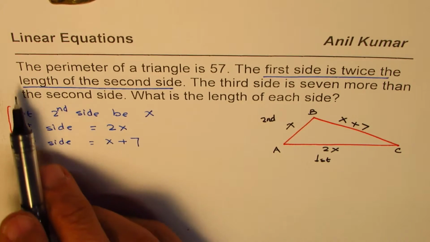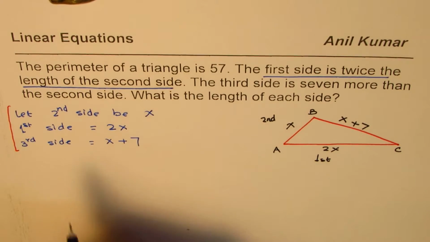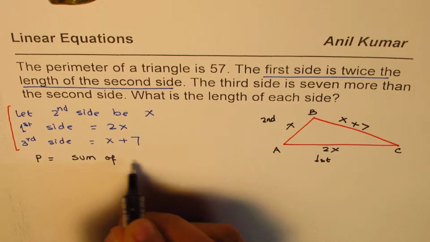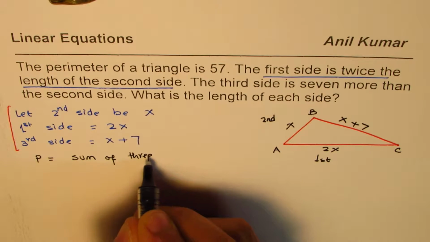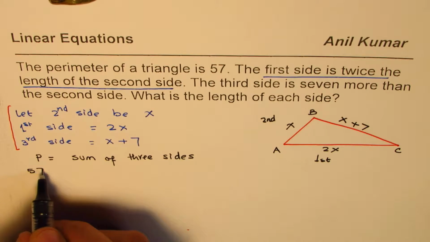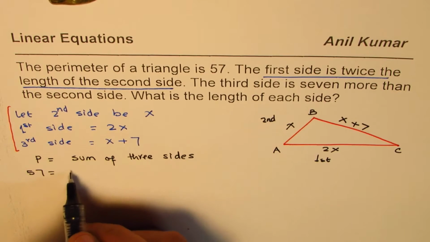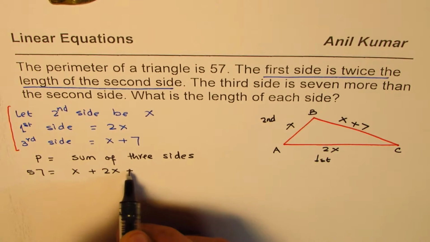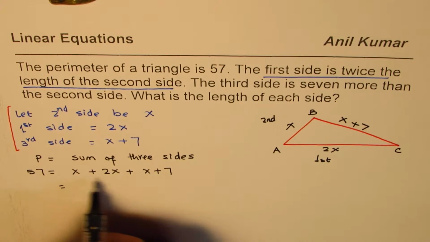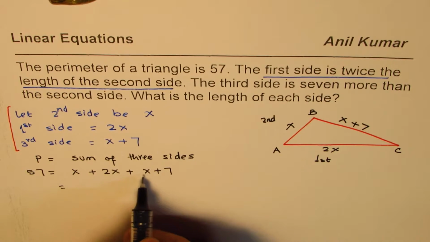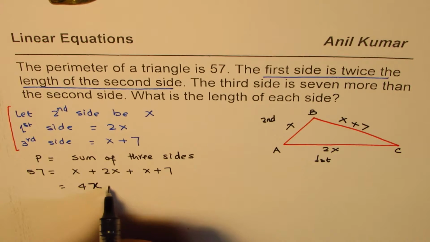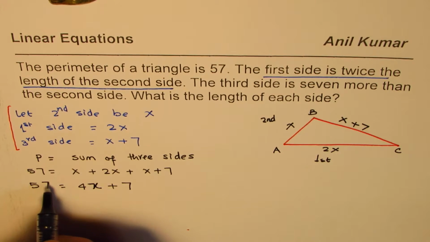It says, the perimeter of the triangle is 57. Now what is perimeter? Perimeter is the sum of all 3 sides, right? So in this case, perimeter is 57. So 57 equals the sum of all these three. That means x plus 2x plus x plus 7. Does it make sense, right? So x plus 2x plus x is 4x. Combine the like terms. x plus 2x is 3x, plus x is 4x. So we have 4x plus 7 equals 57.